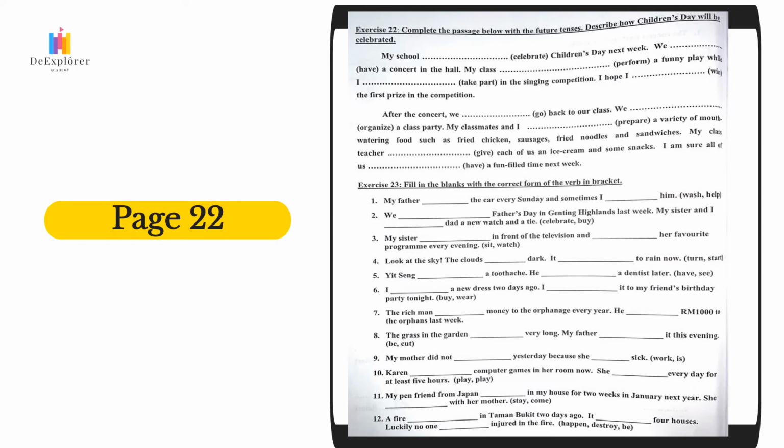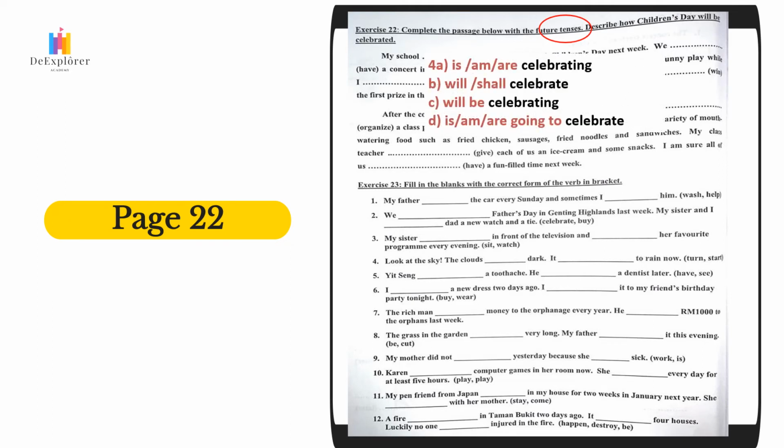Page 22. Okay, look at page 22. Exercise 22. Complete the passage below with the future tenses. Describe how Children's Day will be celebrated. Okay, so you remember you are asked to fill in the blanks with the future tenses. Can you remember future tenses? These are future tenses: is, am, are celebrating, will, shall celebrate, will be celebrating, is, am, are going to celebrate.